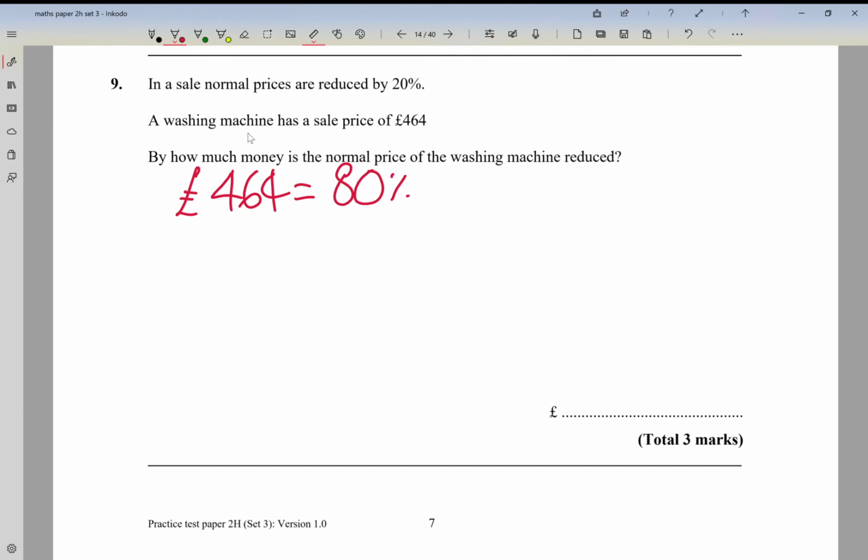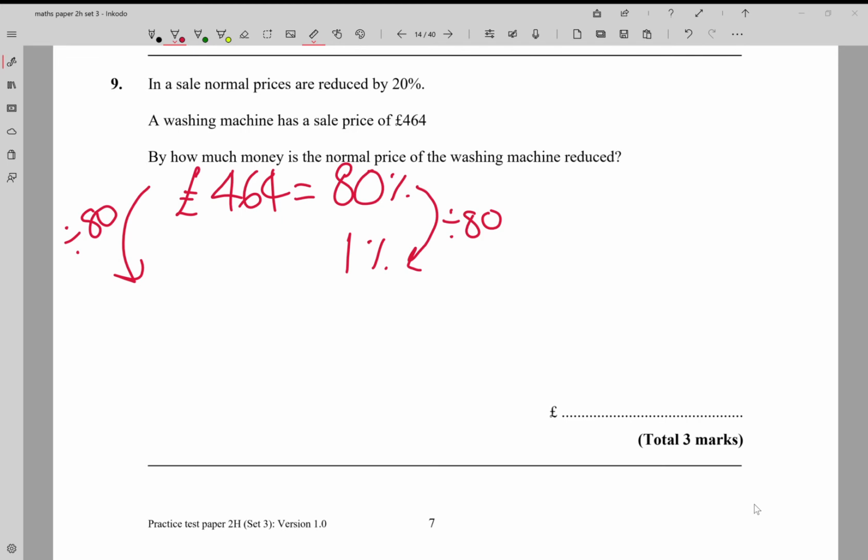Well, how would you get this to 1? Well, you divide by 80, and that will give you what 1% would be. So you divide, it's kind of like ratios, so you're dividing both sides by 80. So let's do that. And you've got a calculator, so there's no problem doing sums which are not necessarily easy. So let's have a look.